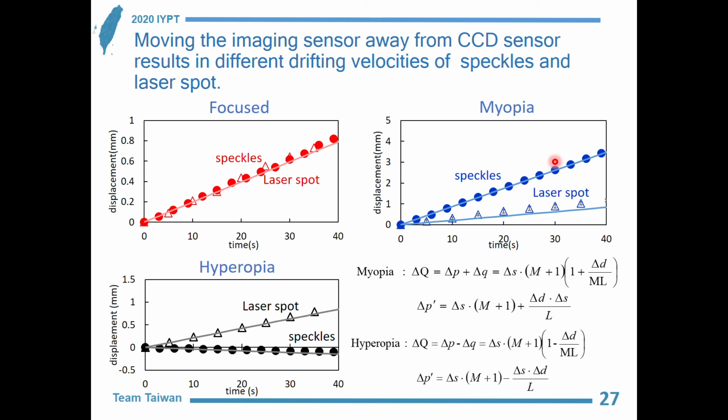If the image plane is right on the sensor, like typical camera imaging, the speckle and spot both drift in the same direction and at the same velocity. But when the image is focused before the sensor, like myopia, the speckles drift faster than the spot in the same direction as the camera moves. However, if the image plane is moved behind the sensor, like hyperopia, the speckles and the spots drift in the opposite direction and at different drifting velocities.